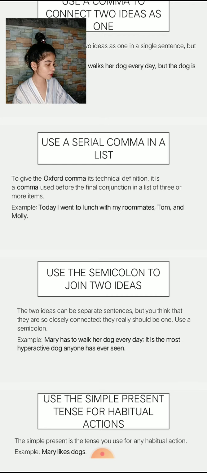If there were no subject after roommates, it could be one sentence without a comma: Today I went to my roommates. Since we have a subject after roommates, we put a serial comma or Oxford comma.